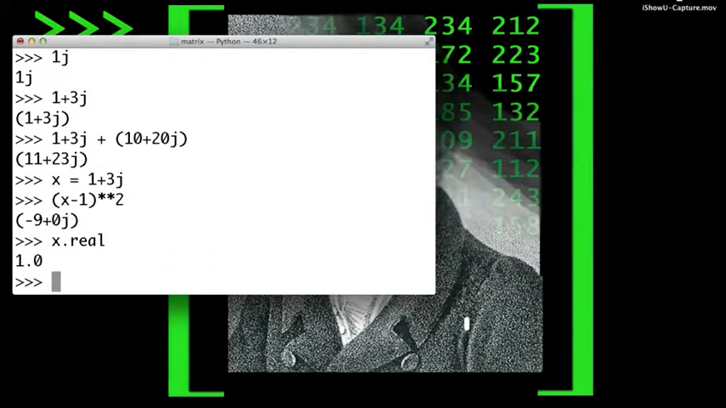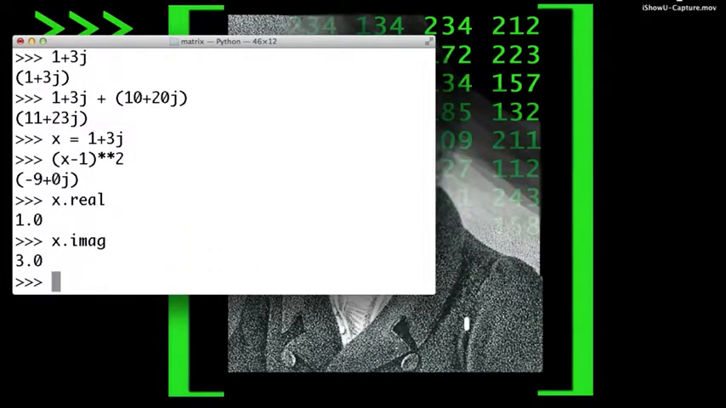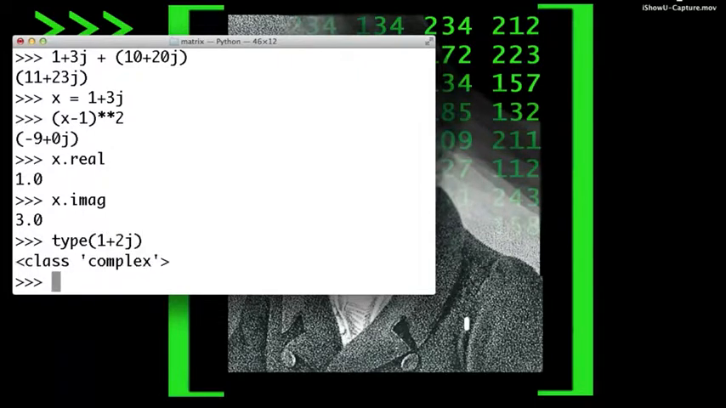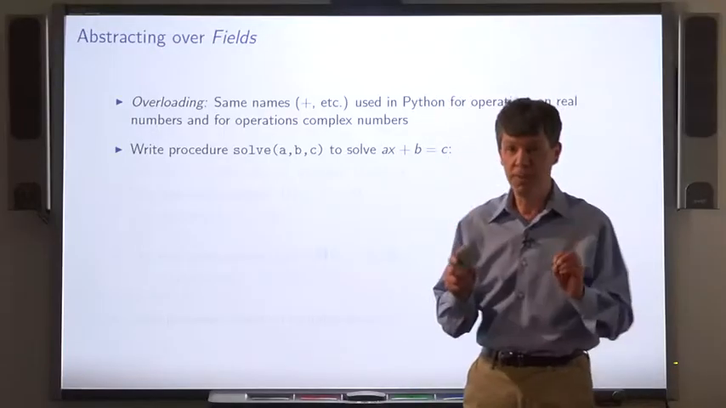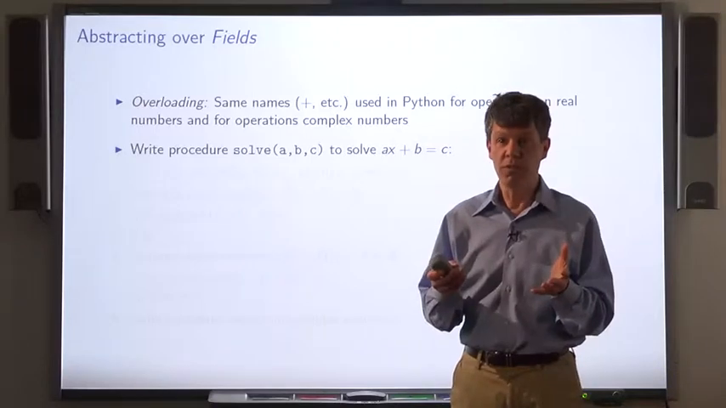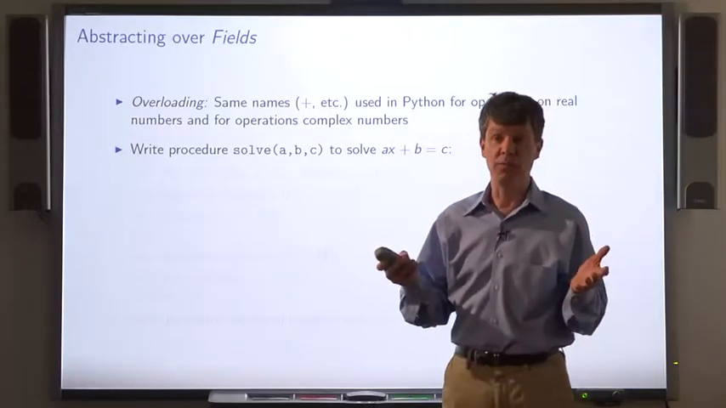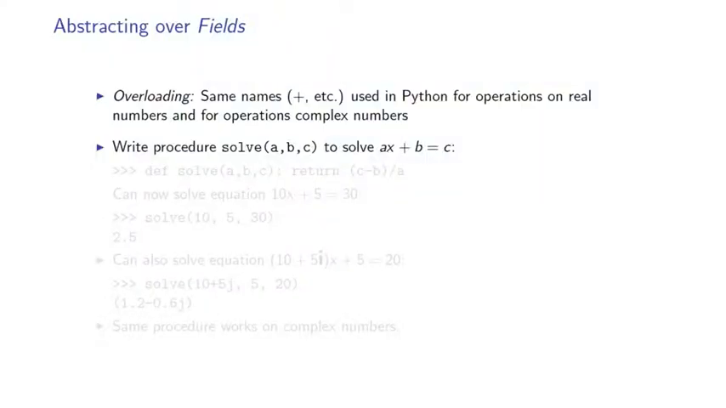x.real, x.imag. Now, this may remind you of object-oriented programming and access to instance fields. Yep, complex is a class in Python. We see that in Python you use plus to add real numbers or complex numbers. Use of the same name for different procedures is called overloading. And overloading turns out to be quite useful.